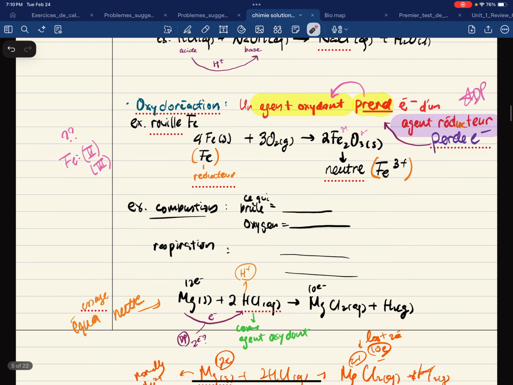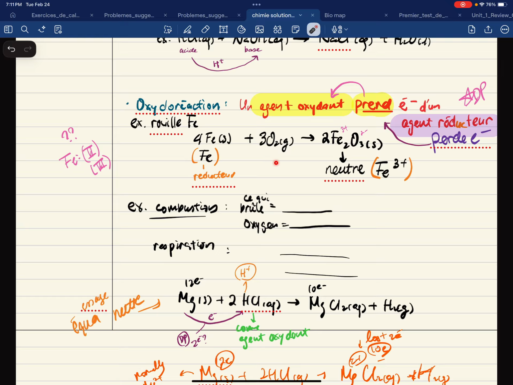Oxydoréaction is anything where un agent oxydant prend un électron, agent réducteur perd un électron. So reducers will lose electrons and oxidants will take electrons. So stuff like oxygen, they take electrons, right? All the metals are reducers because they give away electrons. So whoever gives away electrons is a reducer. Just memorize that metals are usually reducers.